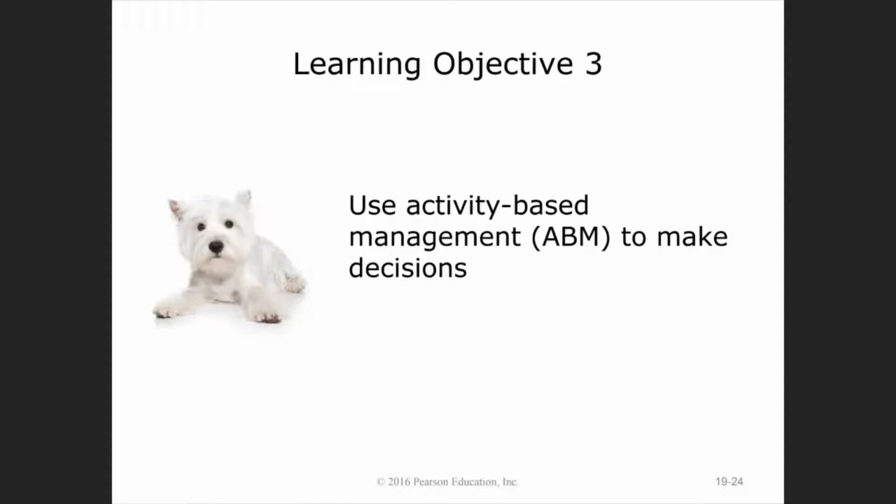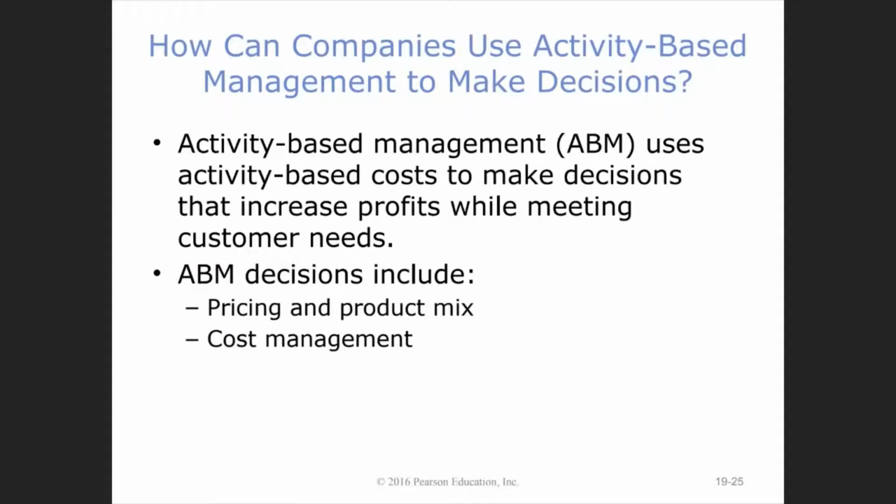Learning objective 3, use activity-based management to make decisions. How can companies use activity-based management to make decisions? Activity-based management uses activity-based costs to make decisions that increase profits while meeting customer needs. Activity-based management decisions include pricing, product mix, and cost management.